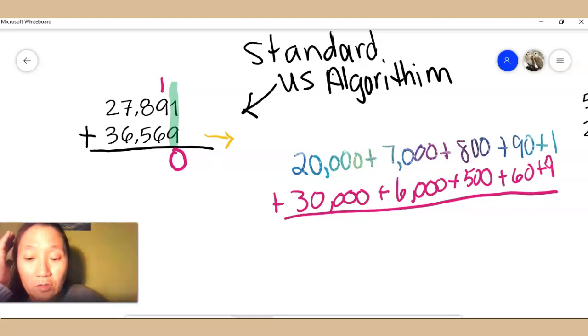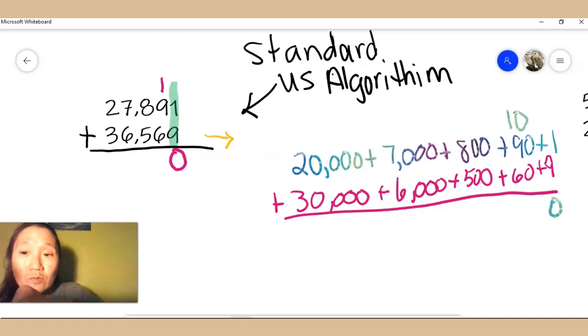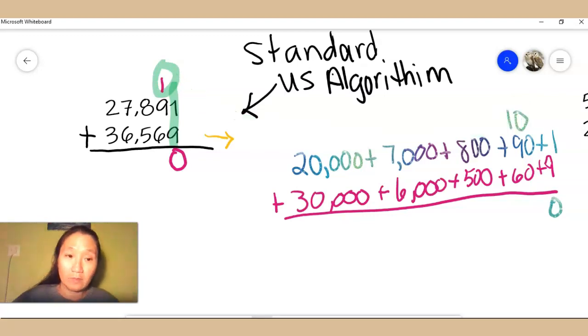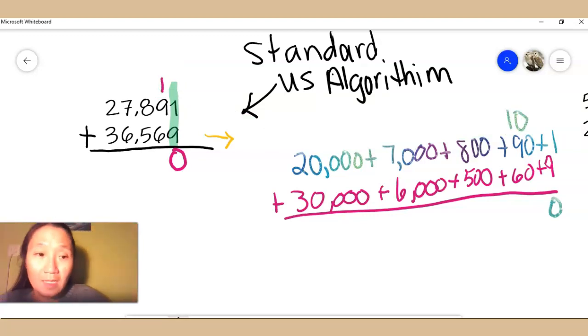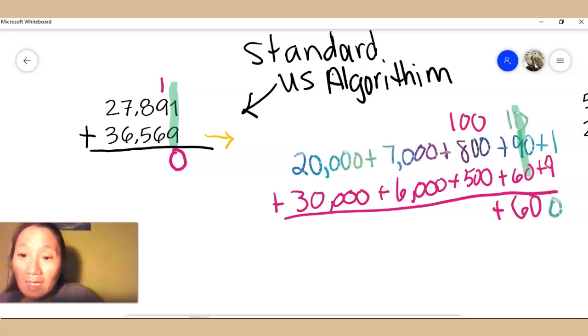So then when you carry it, you can say, okay, I have 1 plus 9, that's 10. I can't put a 10 there, so I have to carry it up here. That 1 represents a 10. Then 90 plus 10 is 100, plus 60 is 160, so I put the 60 there and carry my 100. Over here it would be 9 plus 1 is 10, plus 6 more is 16, put my 6 down, carry my 1.